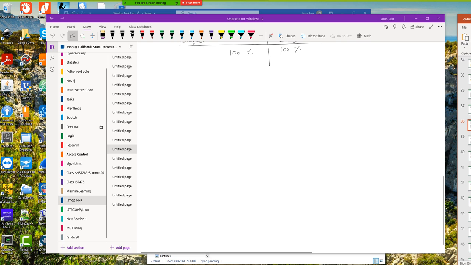So there's a table. There's supplier 1, I'll call it S1, and S2. Then this is good and this is bad. I'll just say G means good and B means bad. And there's 98 and 2, and 95 and 5.